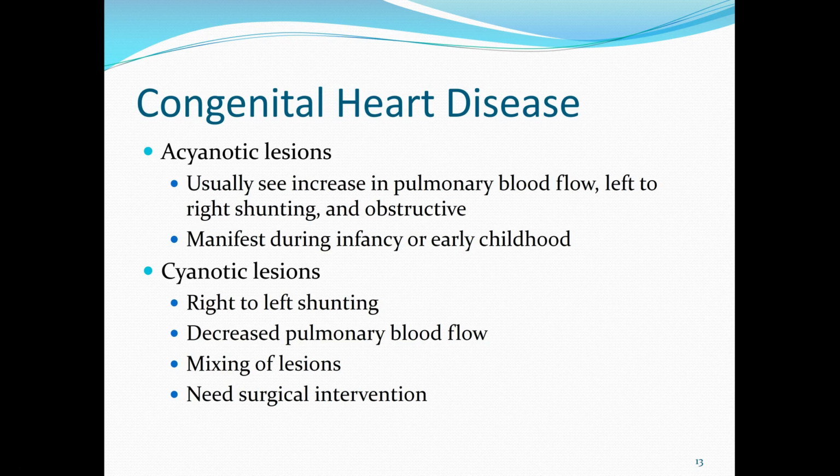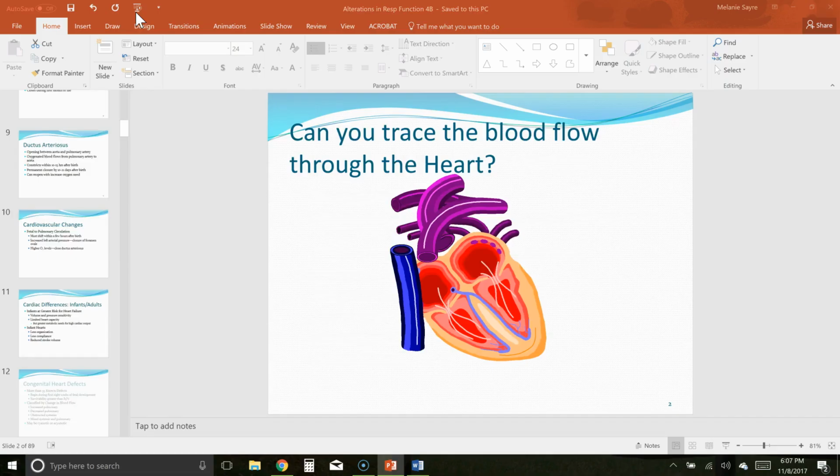Acyanotic lesions usually see an increase in pulmonary blood flow. You're going to have left to right shunting and obstruction. It's going to manifest during infancy or early childhood. Cyanotic lesions are right to left shunting, and you're going to have decreased pulmonary blood flow. There's going to be a mixing of the lesions, and it's going to need surgical intervention.